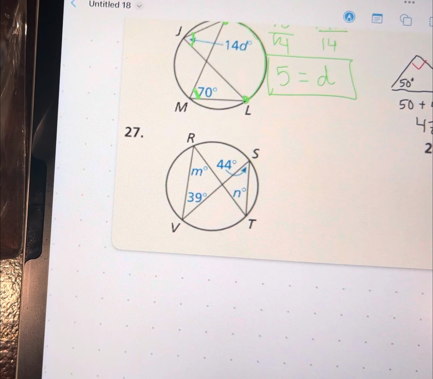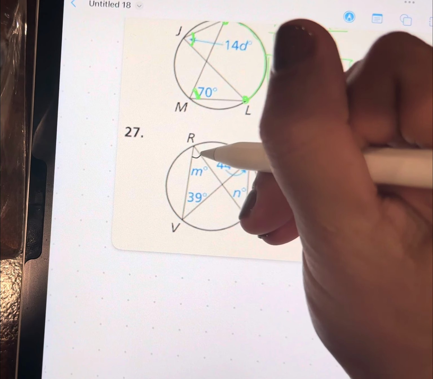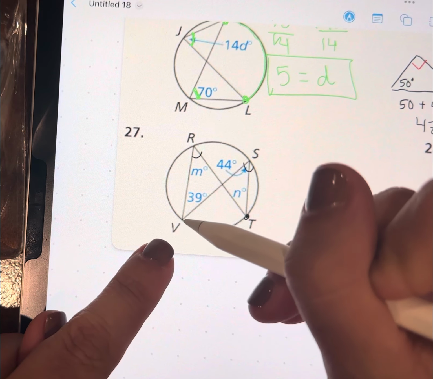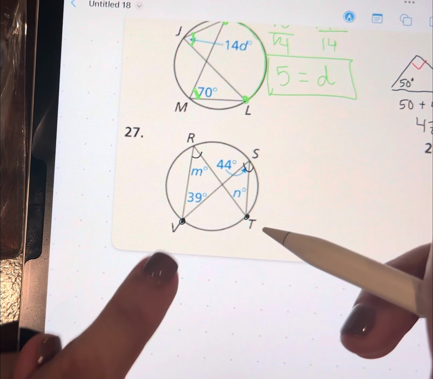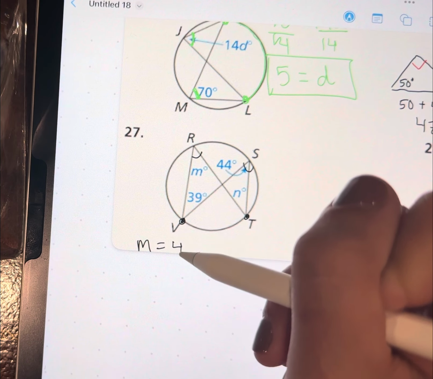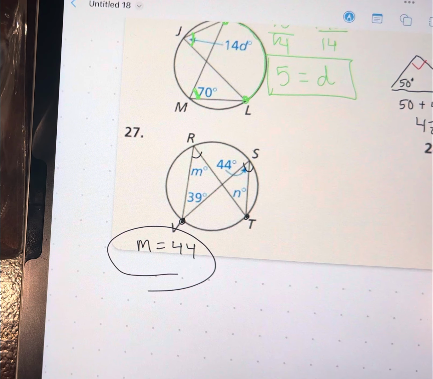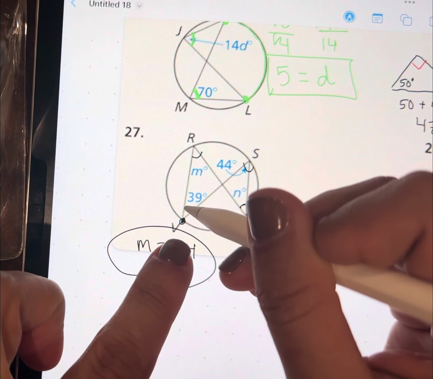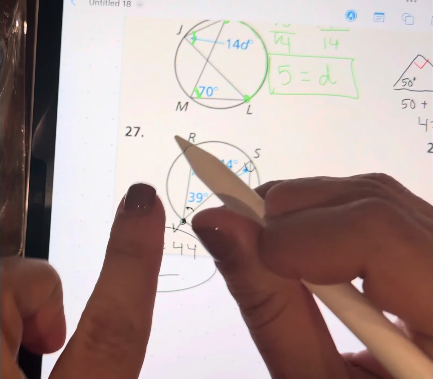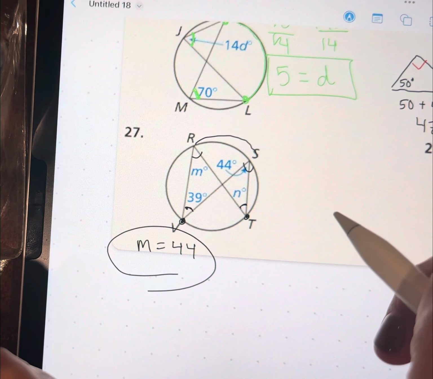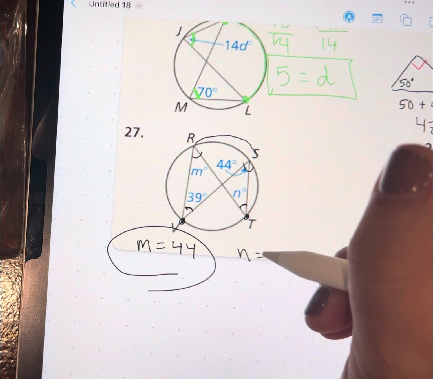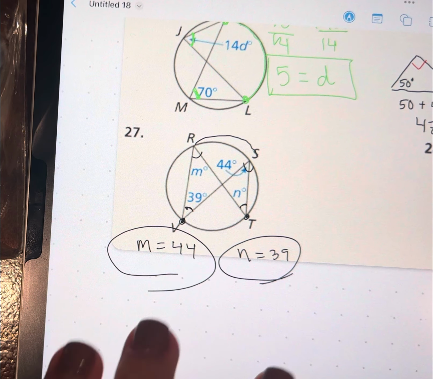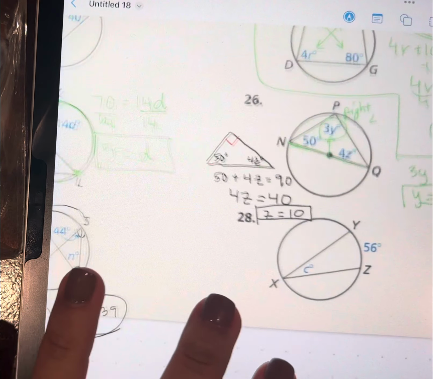Over here, we've got to find each angle. So here we have M and that 44 both opening up to the same arc, VT. So M equals 44. And then on the other side, we've got this angle N and this angle 39, both opening up to this arc RS, same arc. So that means that N equals 39. Well, that was easy.